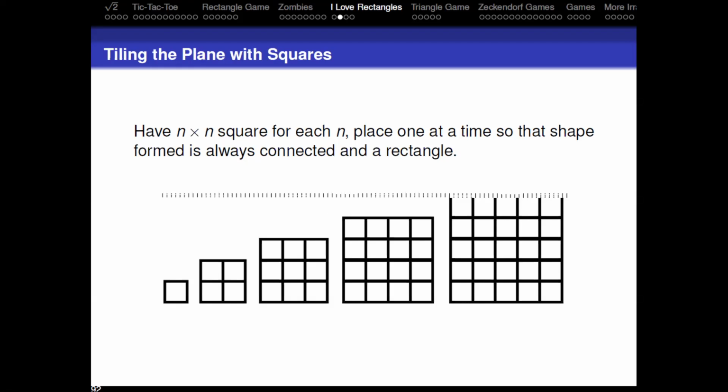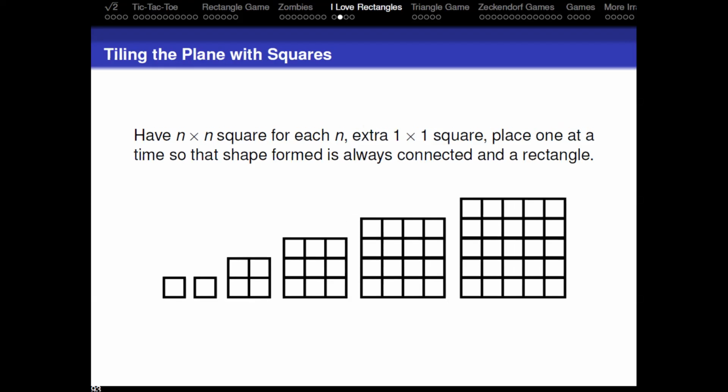Yeah. So what we're going to do is I'm going to give you two 1x1 pieces. So what's your first move now? What square do you put down initially? Do you put down a 1x1? Do you put down a 2x2, a 3x3? What should we put down first? 2x2. We don't have it.